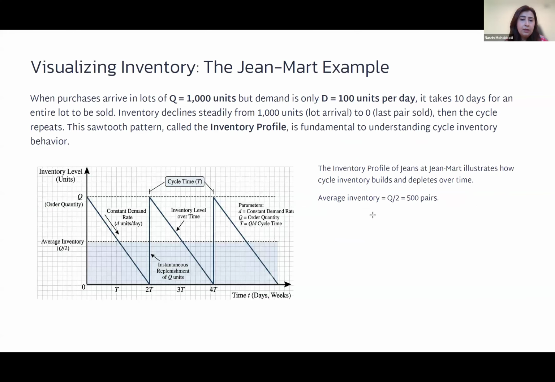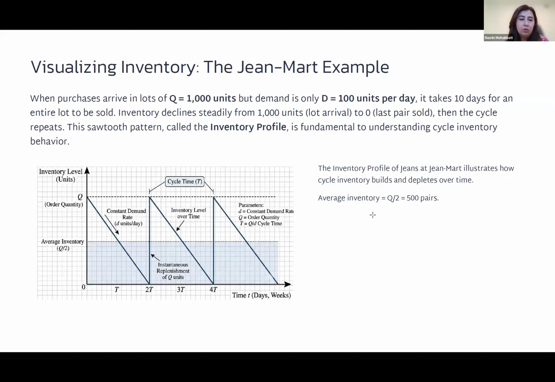And I will show you why this is the case. So let's take a look at an example here. Let's say that there is this retail store selling jeans, and they usually order 1,000 units at a time. And they have a daily demand rate of 100 units. So basically, if we divide 1,000 by 100, it takes 10 days to sell out the amount that they order each time. So basically, they do keep some inventory along the way in their business.